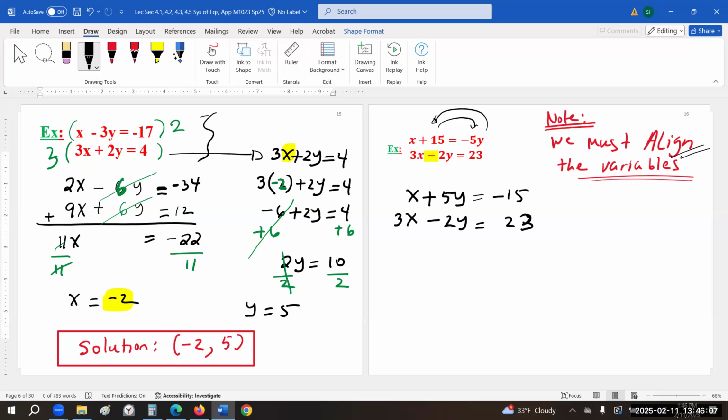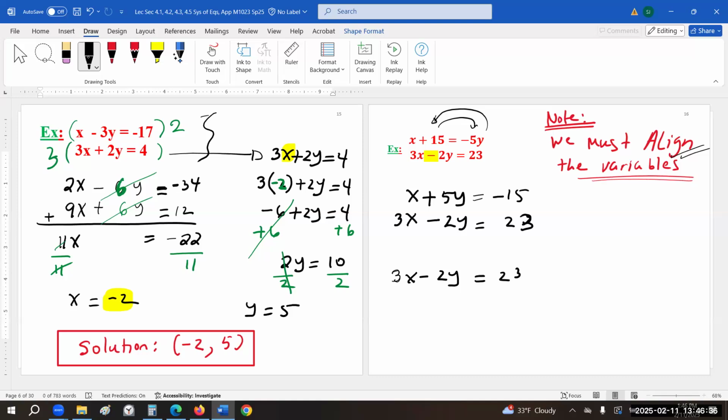And now let me show you how to get rid of the X. In the last one, we got rid of Y. Here, let's get rid of X. So we have 3x minus 2y equals 23. On the second one, we have B. If I want to eliminate my x's, what number do I want in front of x?